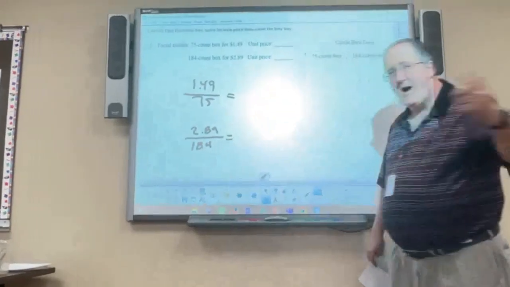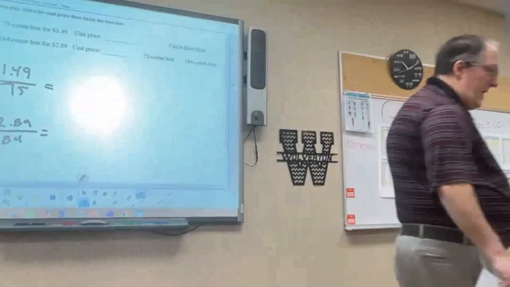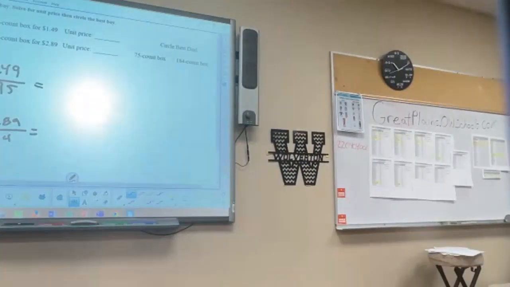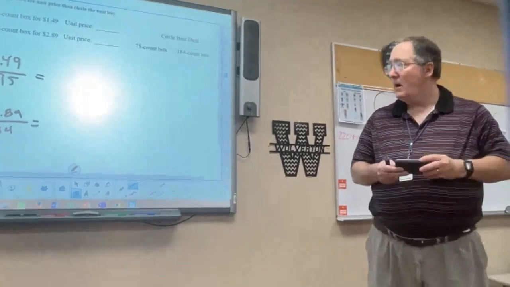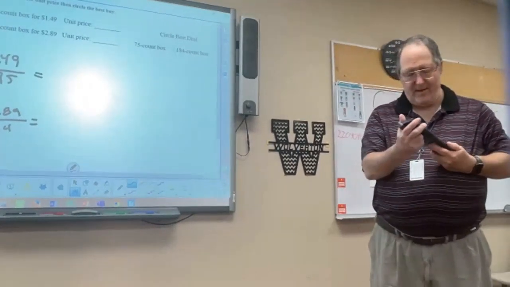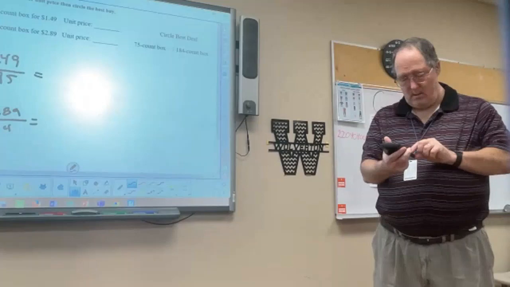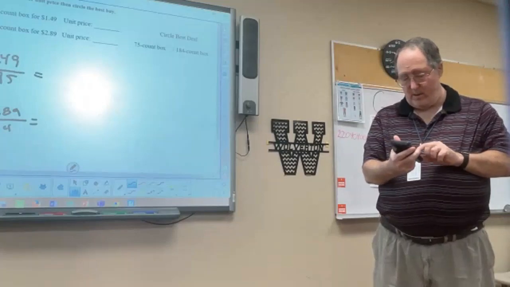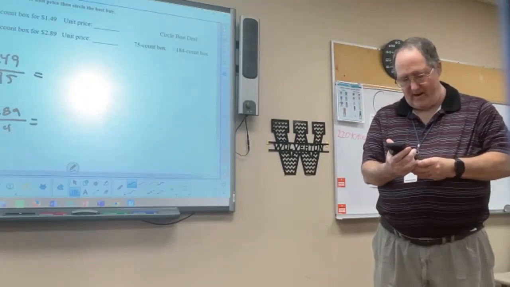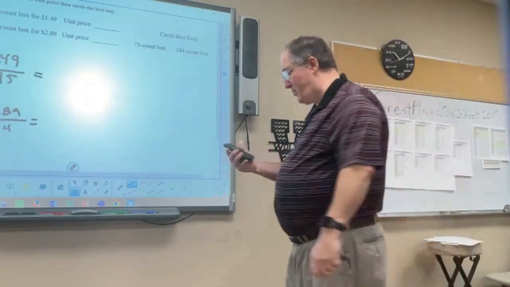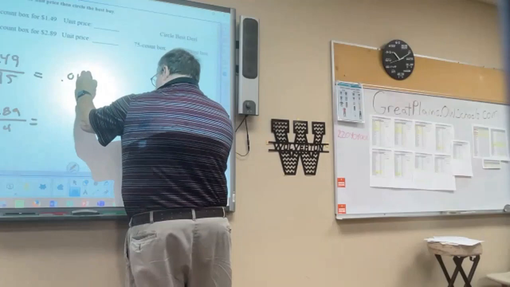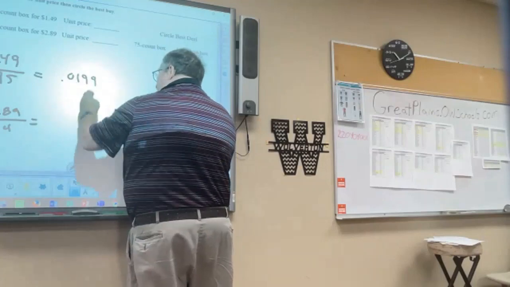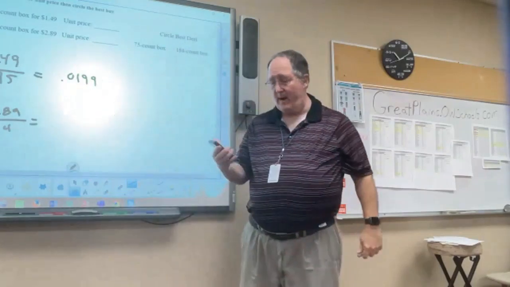So you're going to divide both of them out, and see which has the smaller number. And again, go as many decimal places as you need. This is a math thing. This is not a real world thing. $1.49 divided by 75. Let's say just start with 4 decimal places. 0.0199. That's 4. We may have to go back and go more.